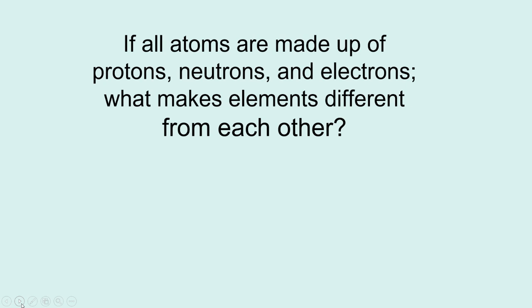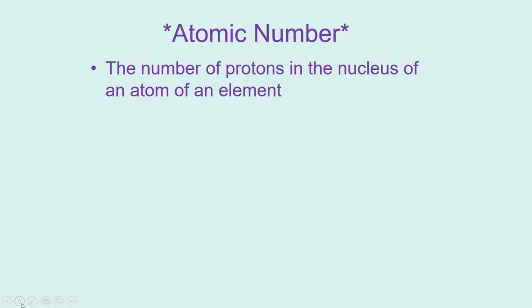So if all atoms are made up of protons, neutrons, and electrons, what makes the elements different from each other? Why do we have 118 different elements? Well, specifically, it is the number of protons that determines what type of element we have. So the first number we're going to look at is called the atomic number. This is the number of protons in the nucleus of an atom of an element.